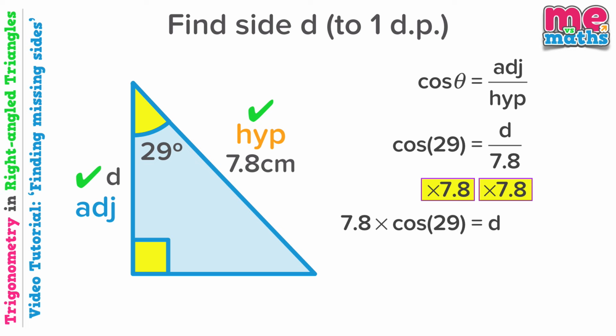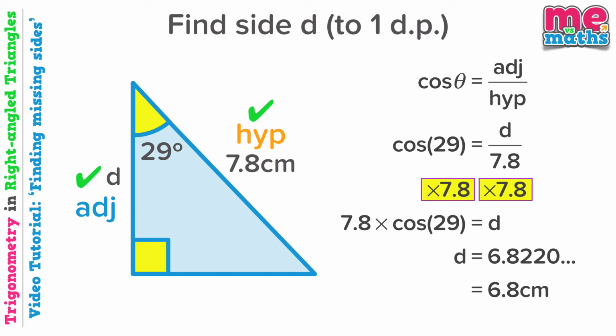If you've got a calculator where this doesn't work and you need a bit more help, then just ask in the comments and I'll do my best to help. Okay, if it works correctly then, you should get an answer for 7.8 times cos 29 of 6.8220 and lots more digits besides. If we round that off to one decimal place, D is equal to 6.8 centimetres.